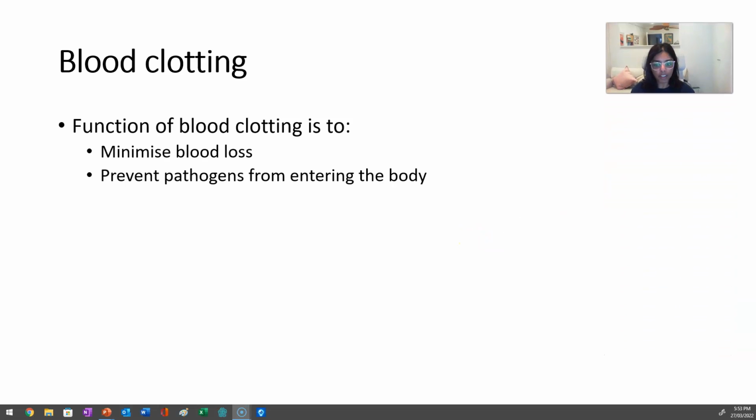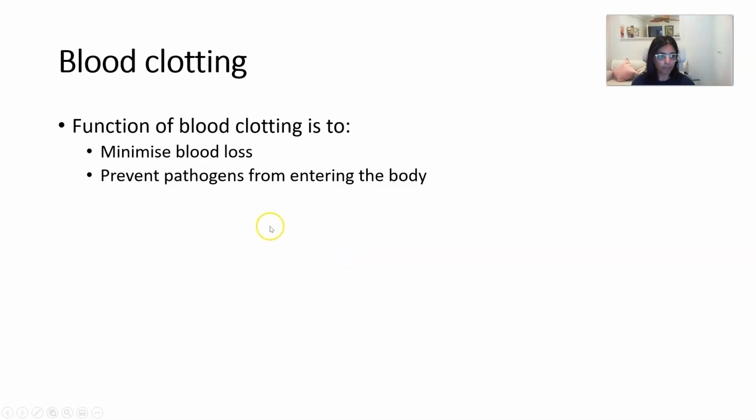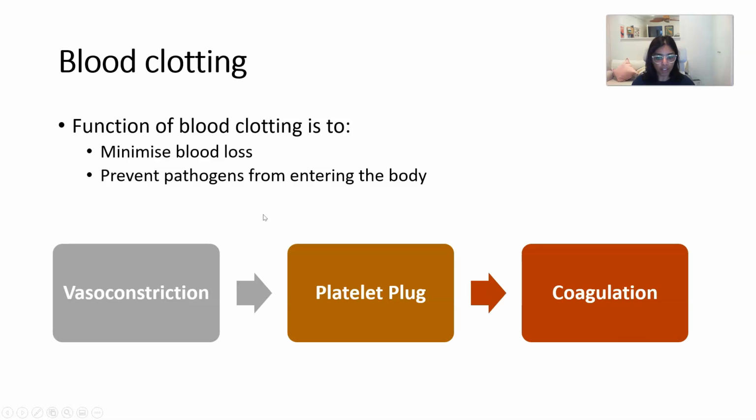So blood clotting has an important function in the body. It is there to minimize blood loss, and a secondary function, but also just as important, is that it will prevent pathogens from entering the body. How blood clotting occurs is through three steps. The first one, vasoconstriction. Remembering from our lesson on blood vessels, this is when the arteries or arterioles start to narrow in diameter. This will reduce blood flow at any given point. The formation of a platelet plug, and then coagulation.